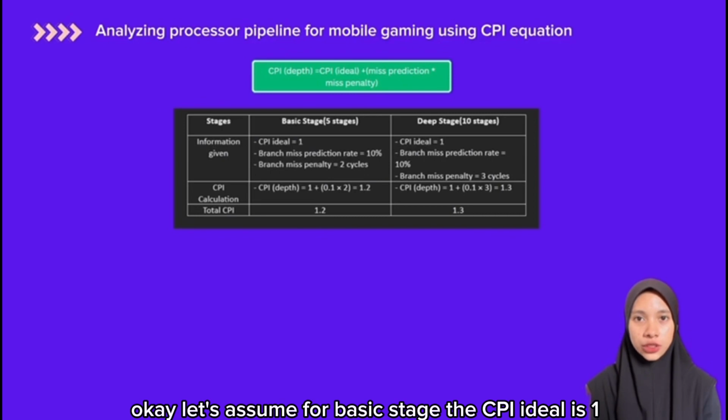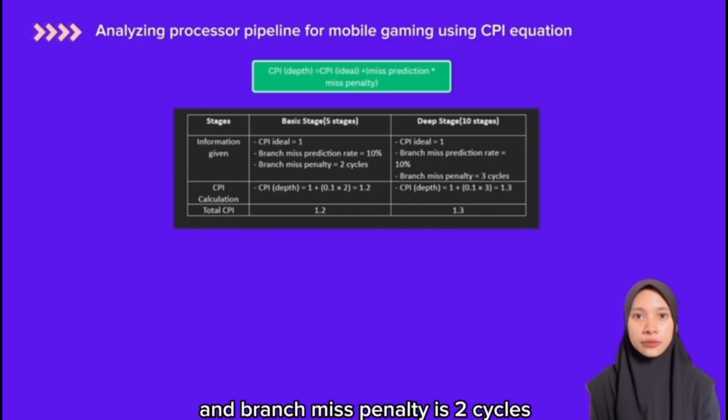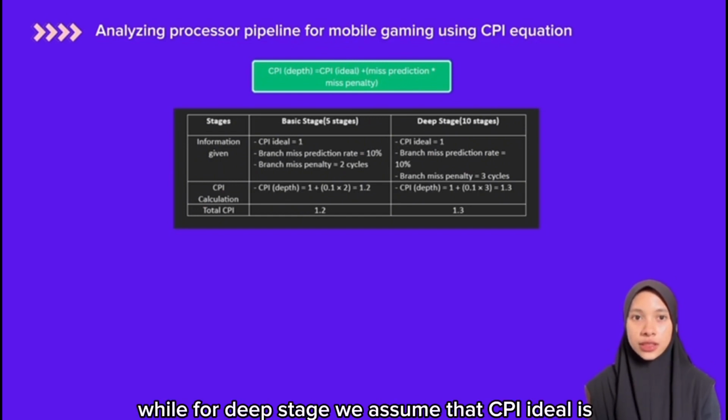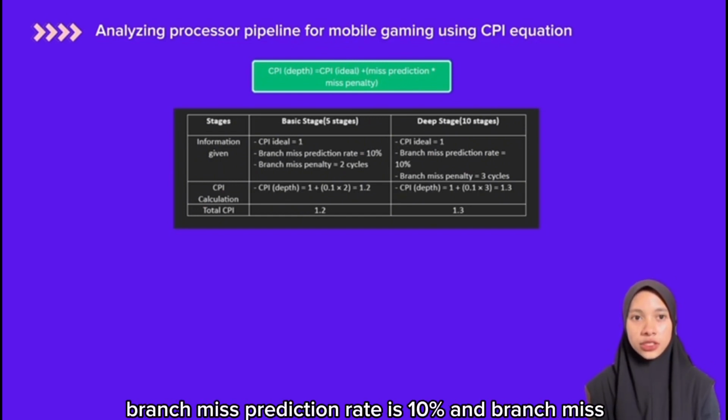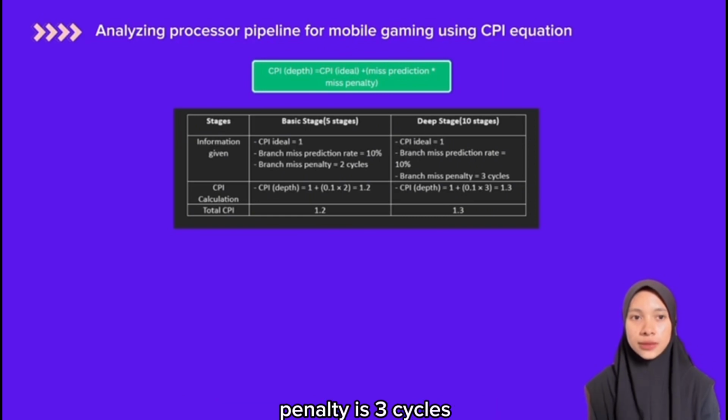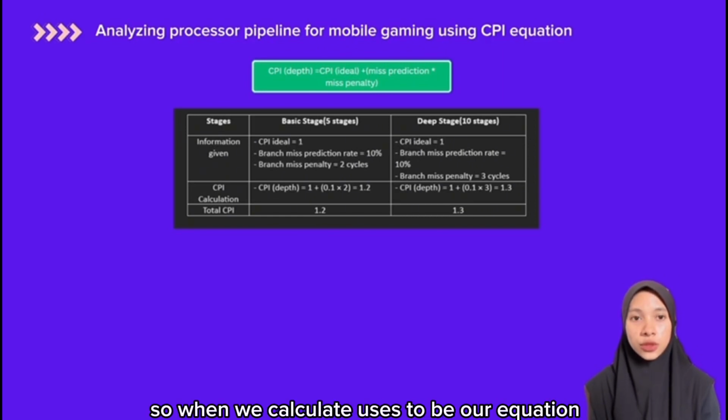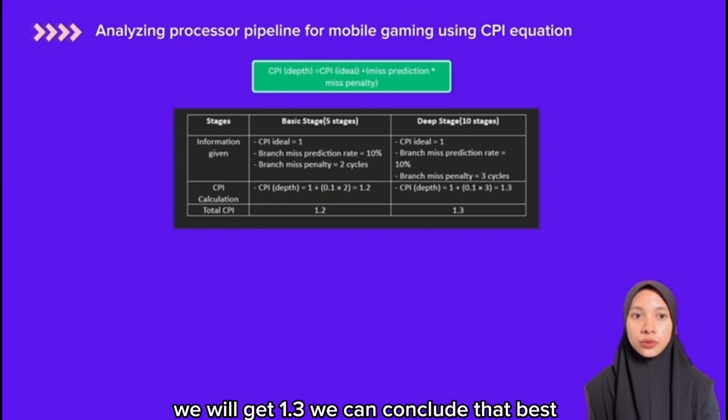Okay, let's assume for basic stage, the CPI ideal is 1, branch miss prediction rate is 10%, and branch miss penalty is 2 cycles. So we calculate using CPI equation and we will get 1.2. While for deep stage, we assume that CPI ideal is 1, branch miss prediction rate is 10%, and branch miss penalty is 3 cycles. So when we calculate using CPI equation, we will get 1.3.